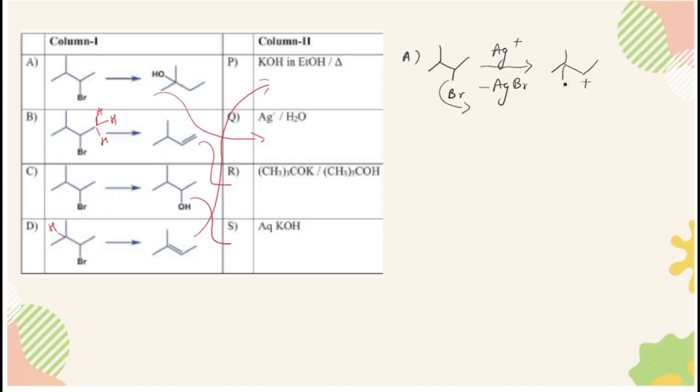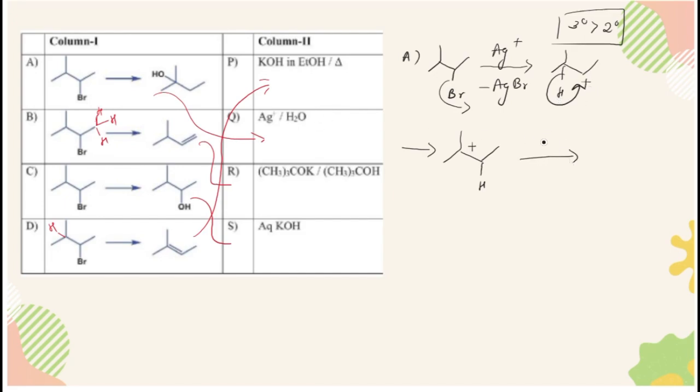When secondary carbocations are formed, they're not so stable. So there is a common hydride shift happening here. When the hydride shifts here, you are going to get a tertiary carbocation. So we know a tertiary carbocation is more stable than secondary carbocation. So that's the reason the hydride shift is taking place.